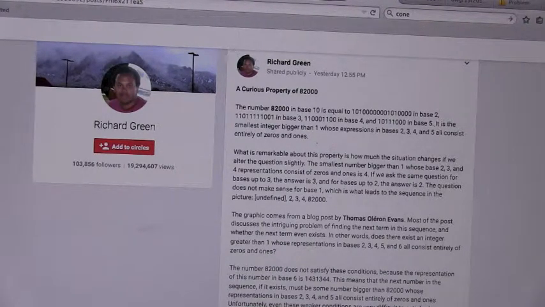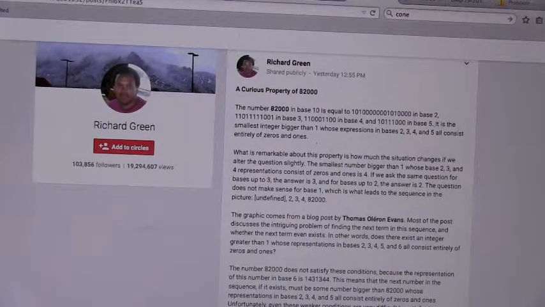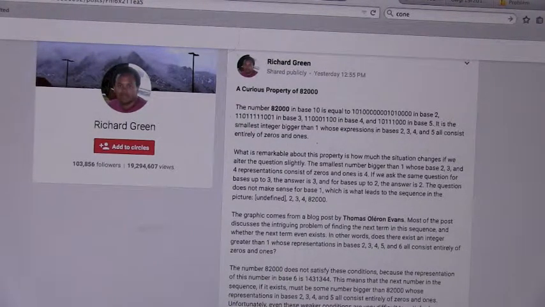So you asked about what if we extend to base 6? And that's what he talks about down here. That's the unsolved problem. No one knows. In fact, maybe there isn't one.